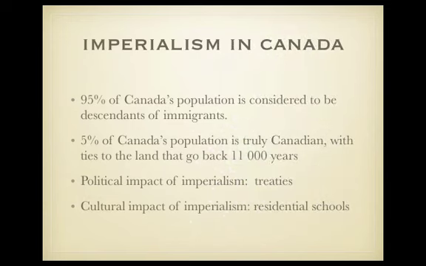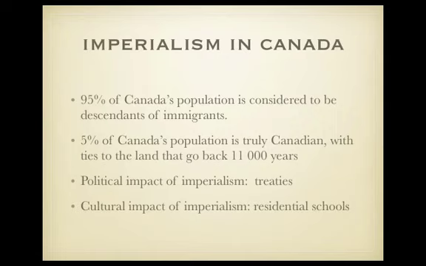So imperialism in Canada, if we're looking at Canada specifically, 95% of Canada's population is considered to be descendants of immigrants. We all came from somewhere. Maybe you didn't, maybe your parents didn't, maybe your grandparents didn't, but somebody in your past came from somewhere else. For me, my great-great-great grandparents, I think I've got that right, came to Canada in 1805, but they came from England. Everybody came from somewhere.